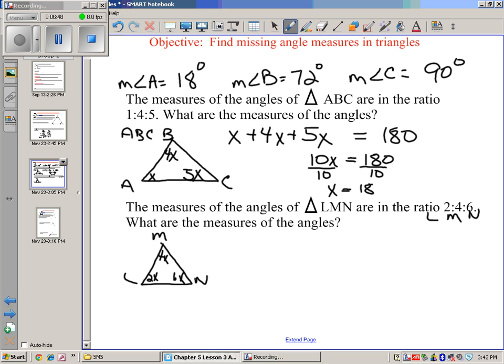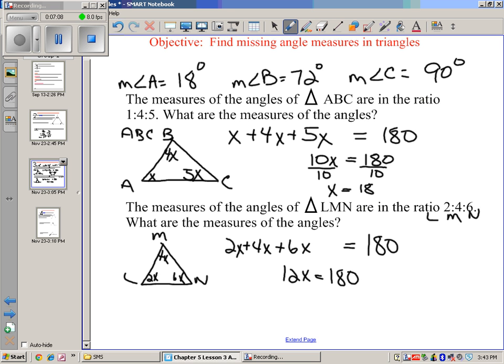Once again, all triangles equal 180 degrees. You have to add all 3 angles up. So we have 2x plus 4x plus 6x. Add up like terms. That gives us 12x equals 180.